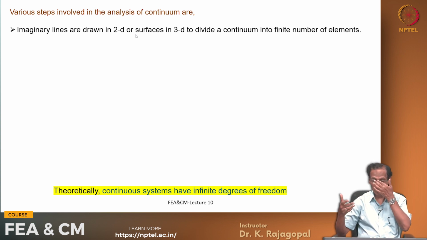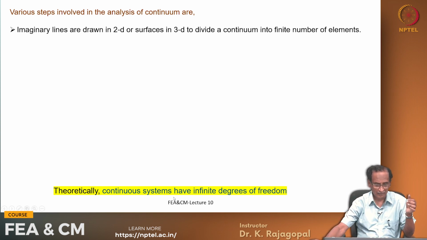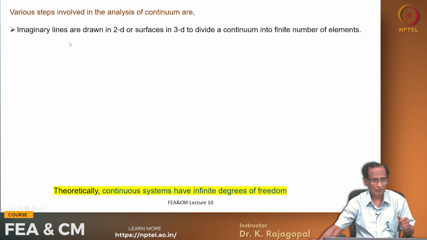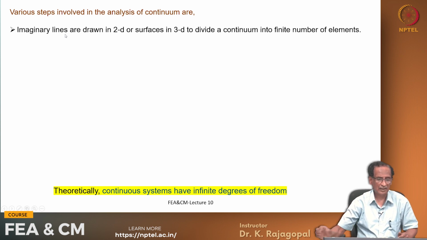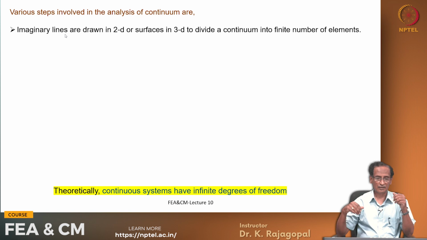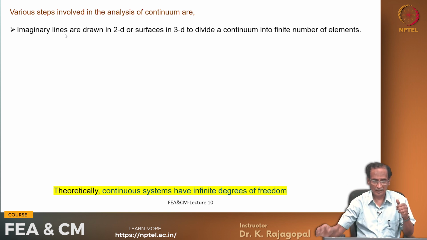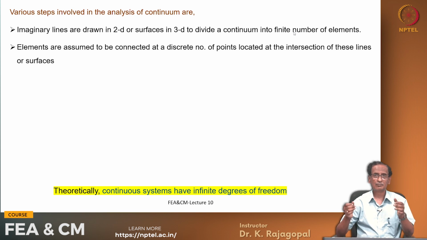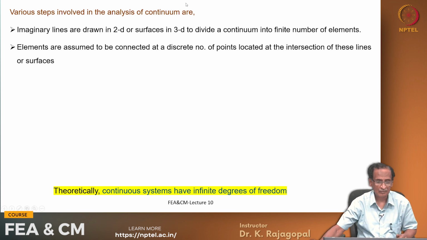Depending on your imagination, you can consider a very large number, and theoretically a continuum can have infinite degrees of freedom and infinite number of elements, but obviously we cannot consider all the infinite numbers. So, what we do is we draw some imaginary lines in the 2-dimensional case, or imaginary surfaces in 3 dimensions, to divide a continuum into a finite number of elements, because we cannot really handle an infinite number of elements or number of nodes and so on.